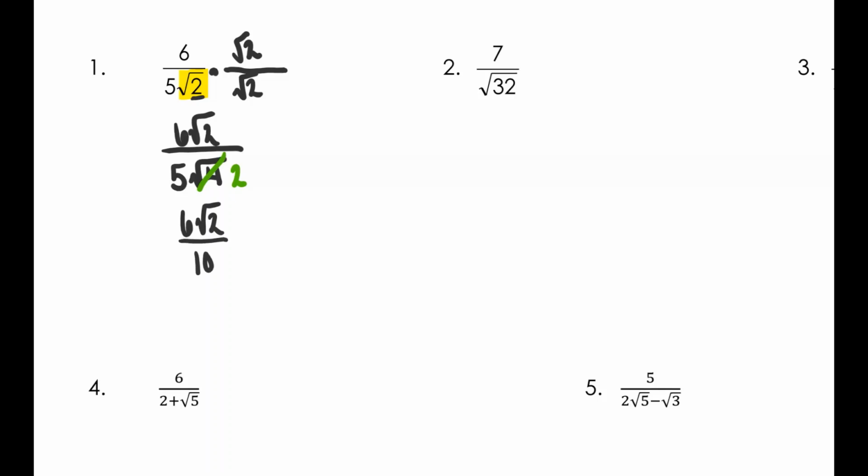And the 6 and the 10 can both be reduced because they're outside of the radicals. And those would both reduce by 2. And that's going to give me my final answer then. So my final answer here is going to be 3 on the square roots of 2 divided by 5.